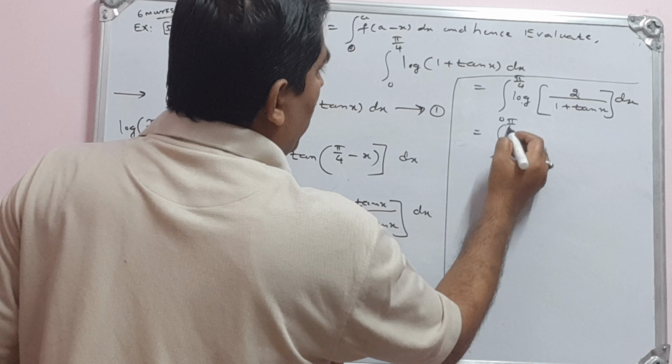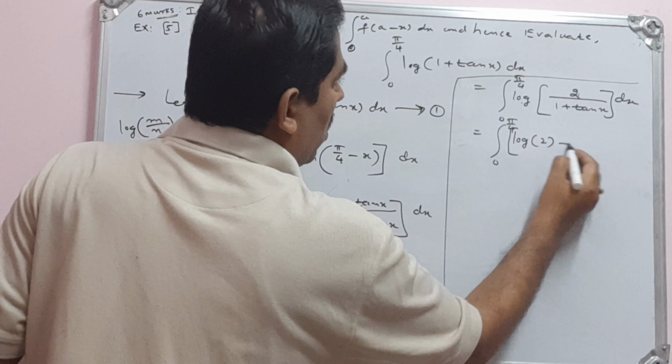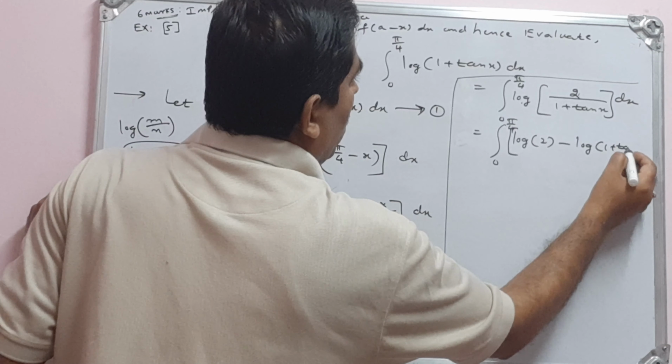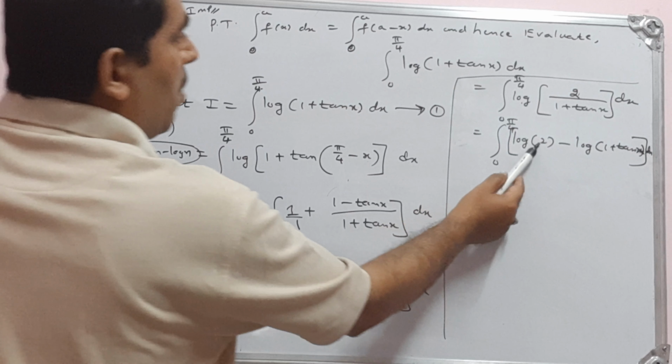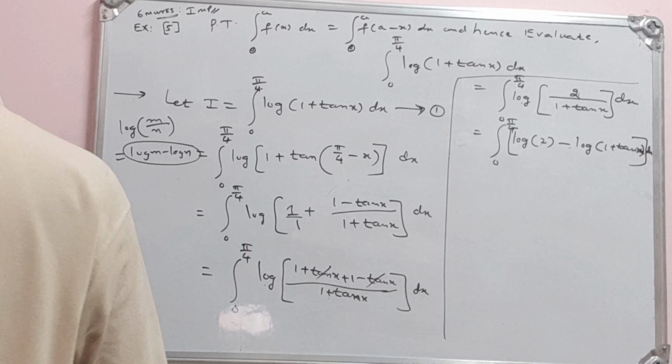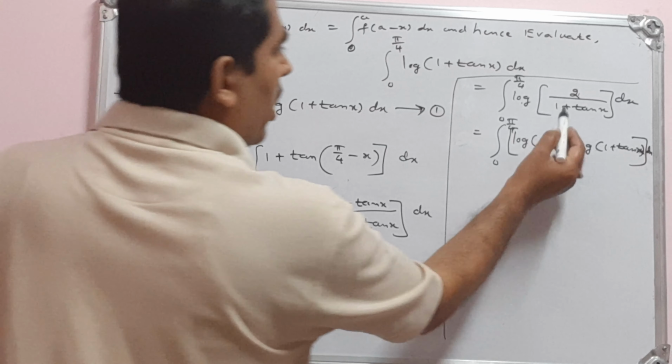So how can I write that? 0 to pi by 4, log m, that is log 2, minus log n, that is log of 1 plus tan x dx. See this, log m minus log n. So I applied the log property: log m minus log n.